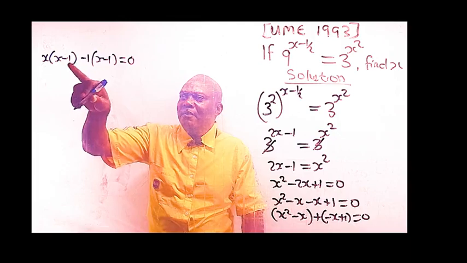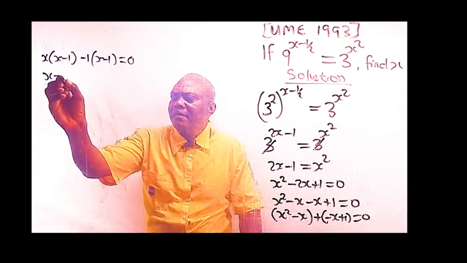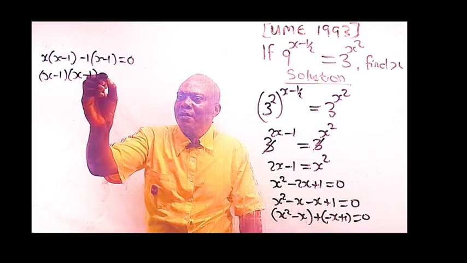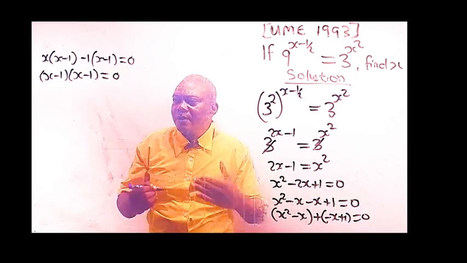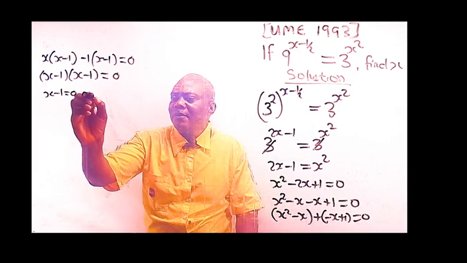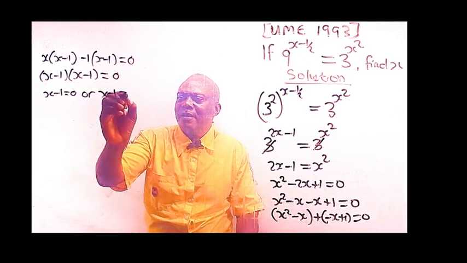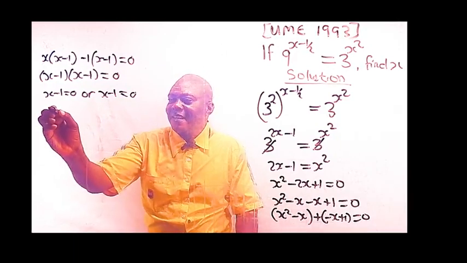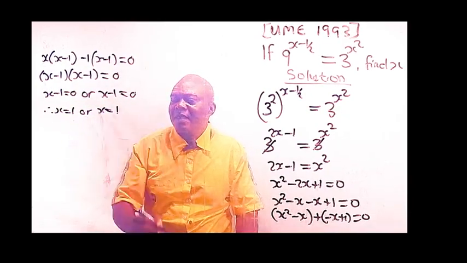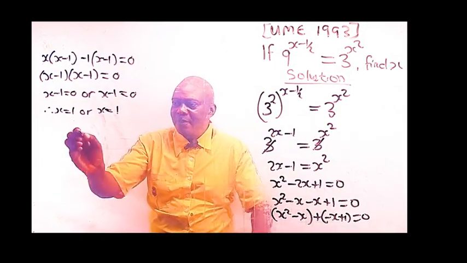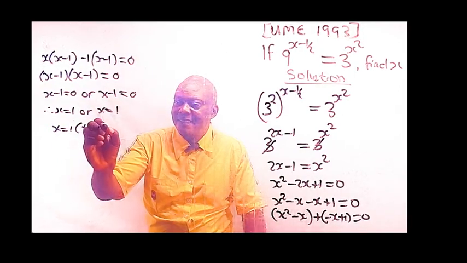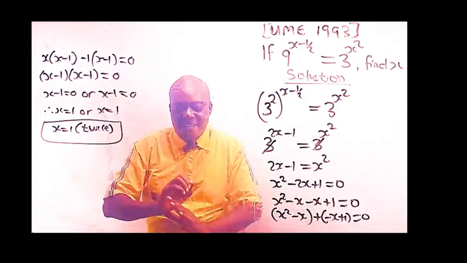You can see that this one is equal. So you have x minus 1 into x minus 1 equals to 0. So either x minus 1 equals to 0 or x minus 1 equals to 0. So therefore x will be equals to 1 or x will be equals to 1. So if you consider what you have here, x will be equals to 1 twice. And that is the final answer.